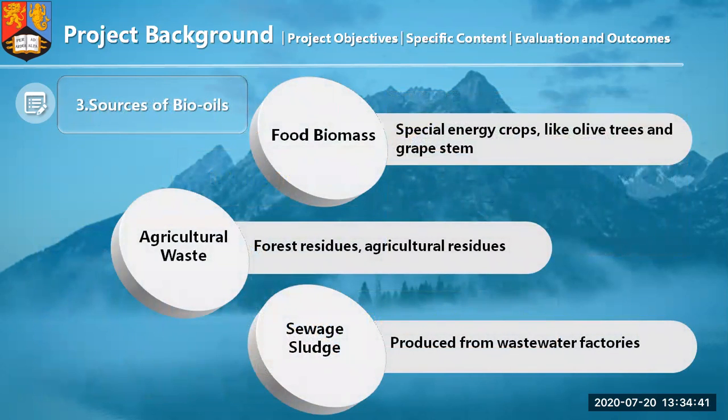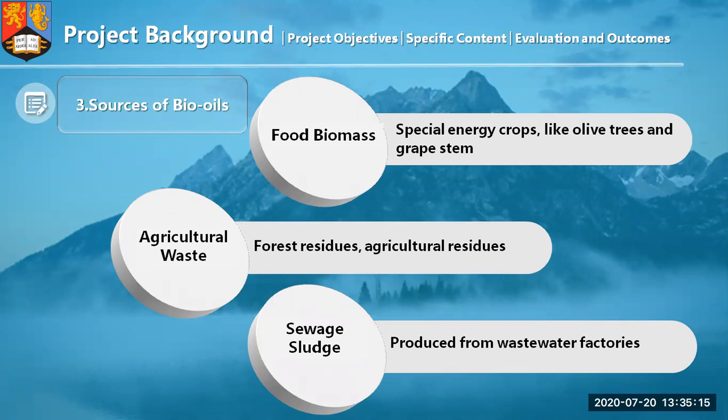There are three main sources of bio-oils: food biomass, agricultural waste, and sewage sludge. Among those raw materials, food biomass is the first generation used to create bio-oils. Due to food competition around the globe and low energy efficiency per unit of land required for crops, it is considered a major setback of food biomass.